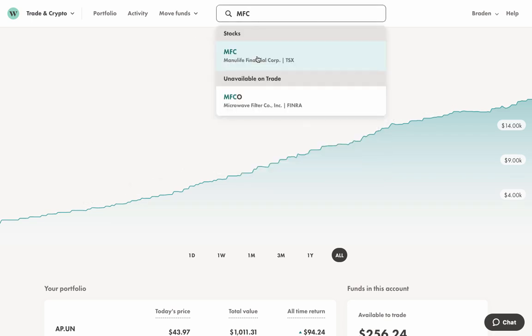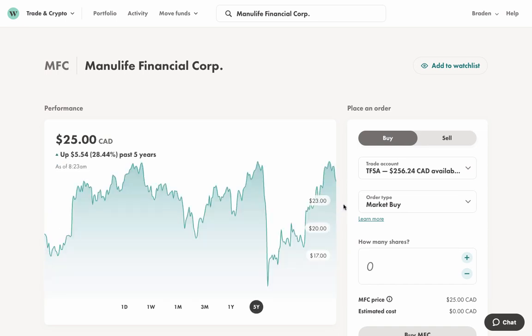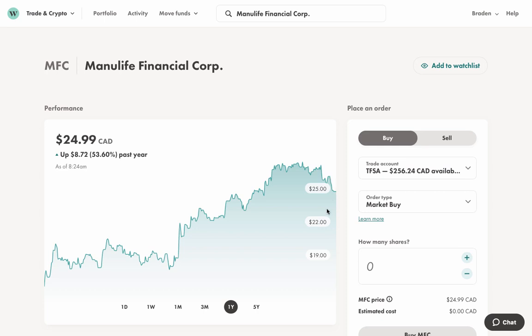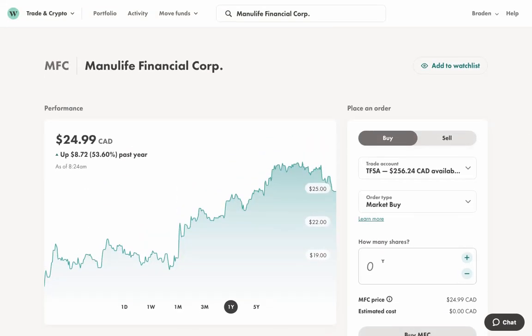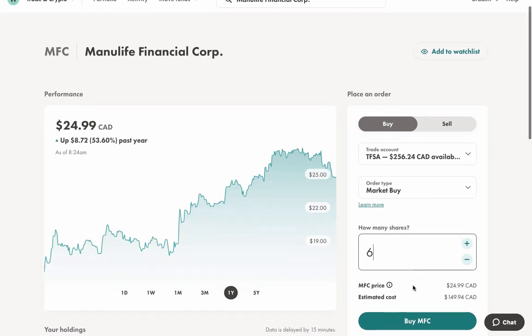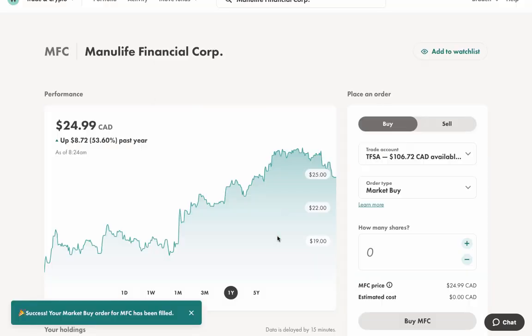Let's go for MFC. This is Manulife Financial. It's on the TSX. You can see all the same charts here. Basically this little drop off recently that we can see. So that's great. And again, we've got a 4.5% yield and all the other relevant information that we need. So I would like to buy six of these today. That's going to put me right around $150. We're going to place that as a market order.